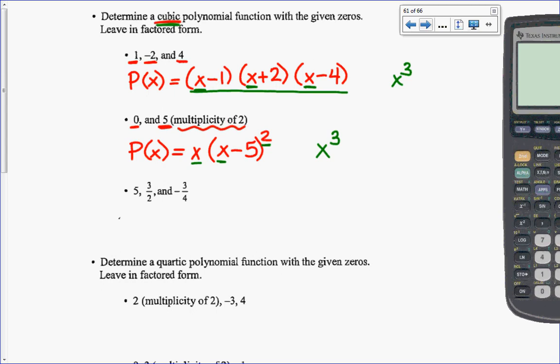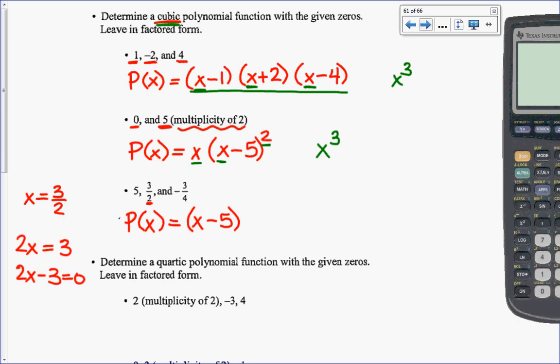Okay, the last one, I have 3 zeros. I've got 1 at 5, so that's p of x equals x minus 5. And another zero at 3 halves. Okay, so I have to work backwards in my head to figure this one out. If my x is going to equal 3 halves, now I'm going to multiply both sides by 2, so I've got 2x equals 3. And then I'm going to subtract 3 from both sides, and that equals 0. Okay, so 2x minus 3.